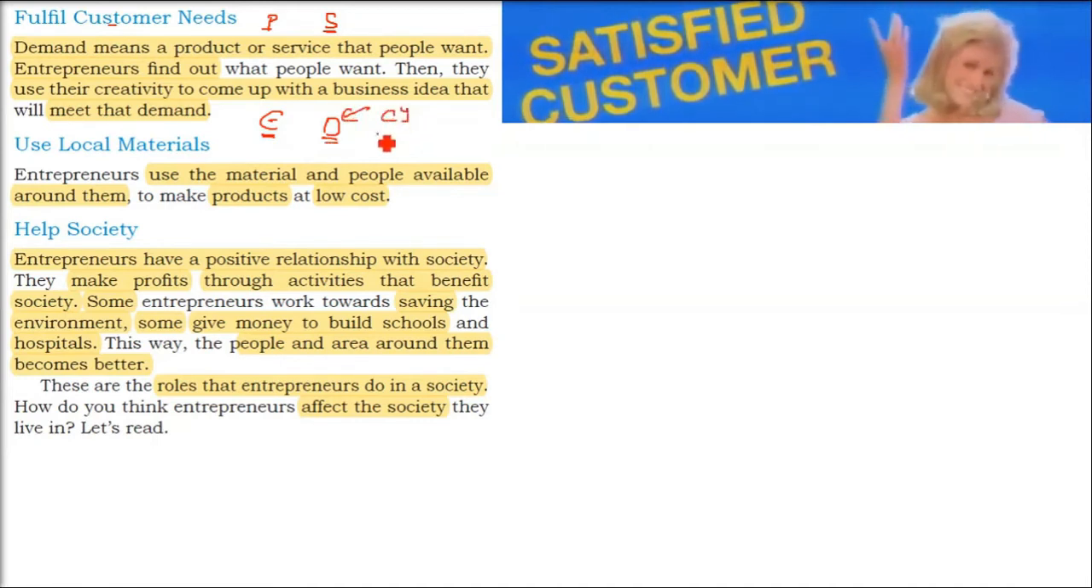Then the entrepreneur uses their creativity to come up with a kind of business idea, BI, to meet that kind of demand in a very fruitful manner, in a creative manner, in a new manner. New means something very different.